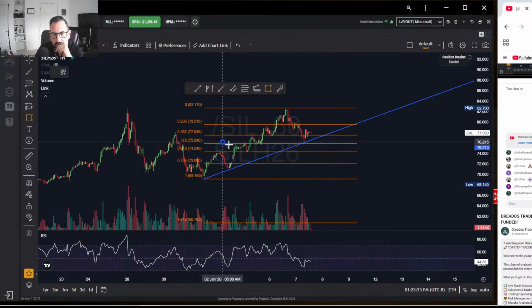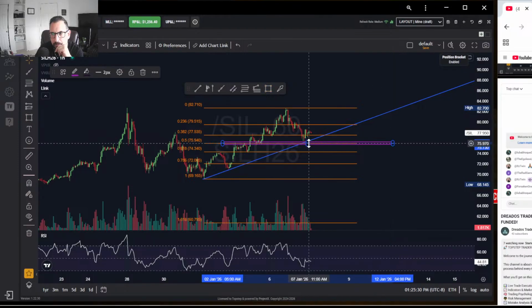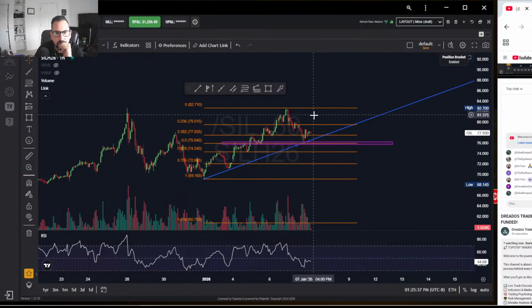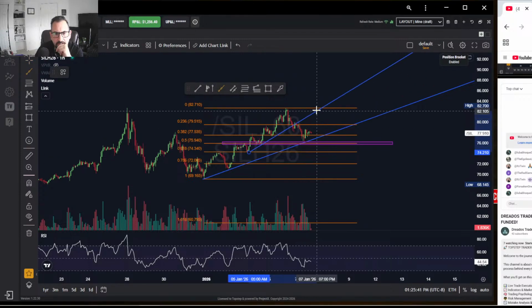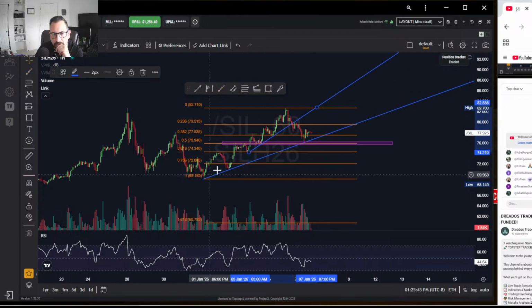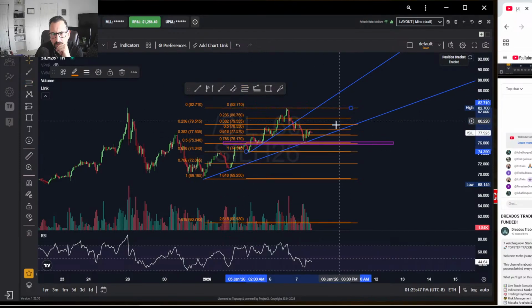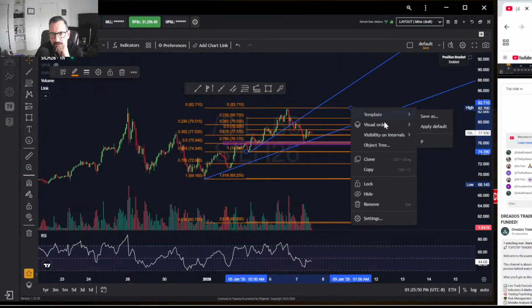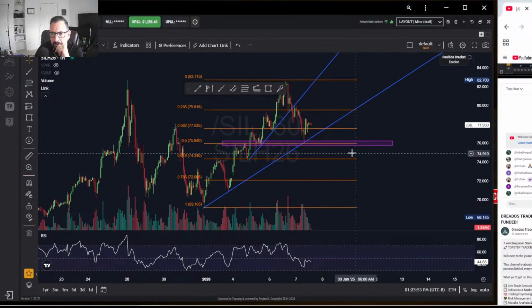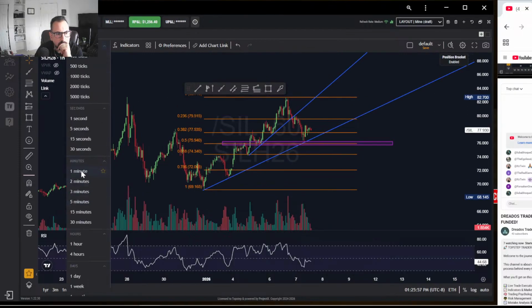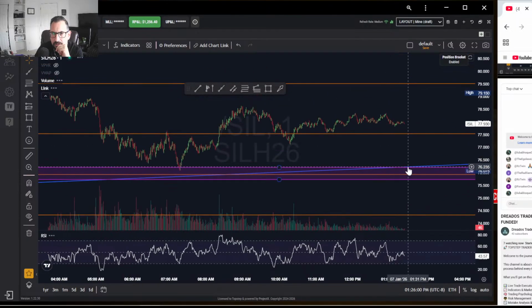So this area would continue to be a key area for me from a long perspective. If we break back down here, right around 76, this area right here is a good support. And then if we look at this trend, which is a micro trend within a larger trend, looks like it held there on the 78.6. So I'd be looking for a long right around 76 on the 1 minute.